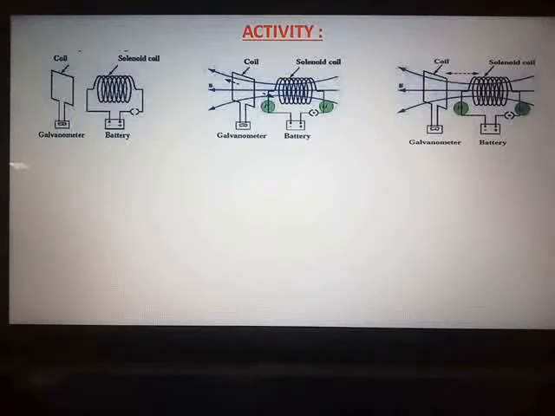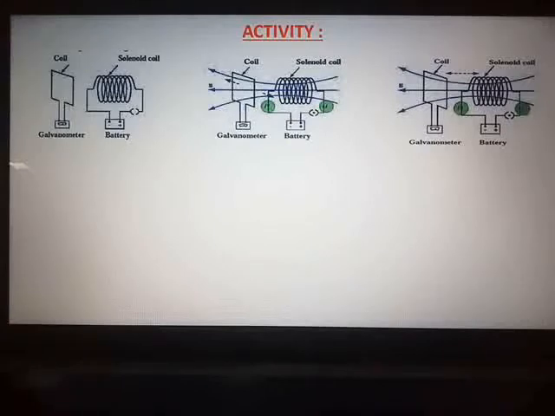Now in this experiment, if we open the plug key and make the current 0 in the coil, the pointer of the galvanometer deflects to a side and quickly comes back to 0. Now if the current in the coil is started again, the pointer will again deflect to the other side and quickly return back to 0.